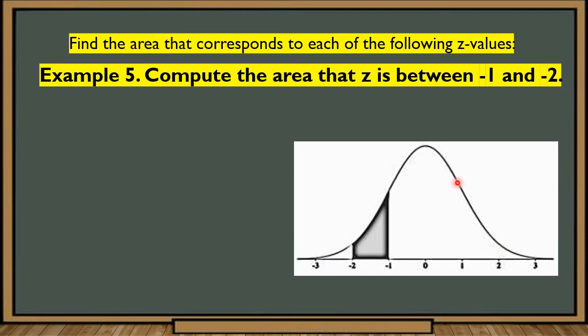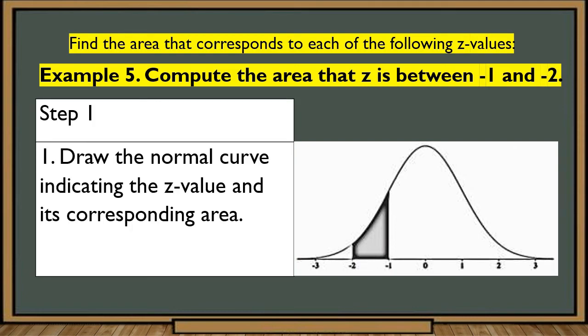I-graph muna natin para ma-visualize natin yung area na hinahanap natin. So we're going to compute or find the value of the area that is bounded by values which are -2 and -1. So we're going to find this shaded area. Ano yung value ng shaded area na to, which is between -1 and -2.